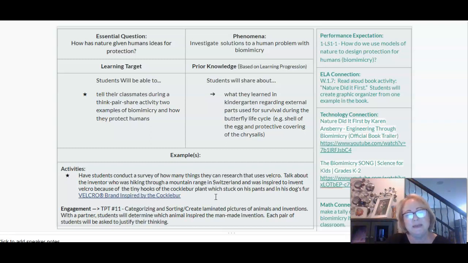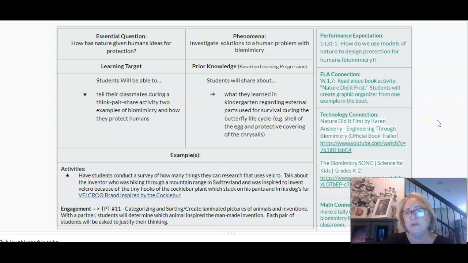And the engagement TPT is number 11, categorizing and sorting. We would create laminated pictures of animals and inventions and then match up the animals and the invention that humans created from observing animals. With a partner, they will determine which animal inspired the man-made invention, and each pair of students will be asked to justify their thinking.